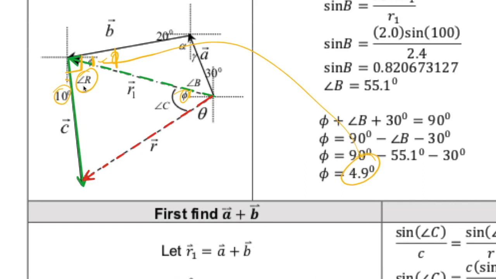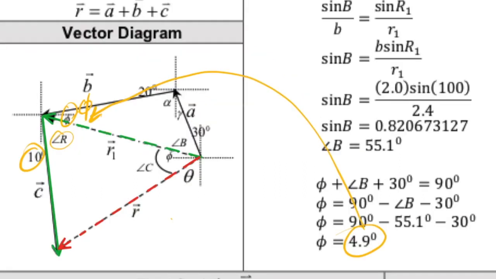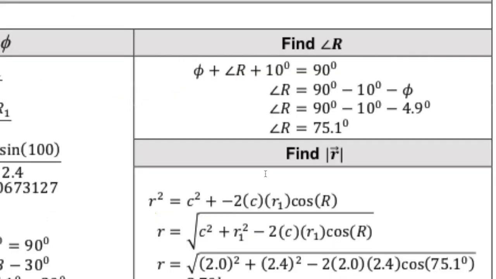So in order to find angle R, we have to recognize that angle R plus 10 degrees plus phi is equal to 90 degrees. So to find R, we have to subtract this phi and that 10 degrees away from 90, which is what I did over here. So we find angle R is approximately equal to 75.1 degrees with a significant amount of rounding error. But as you see, this question is pretty terrible and it's just going to get worse.